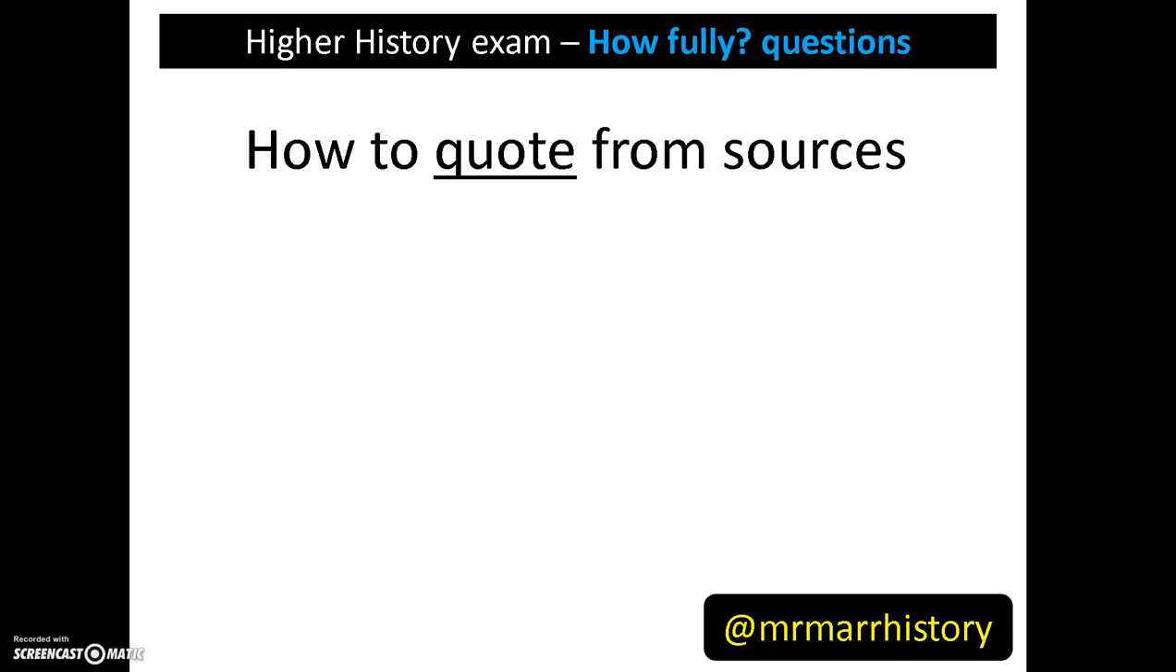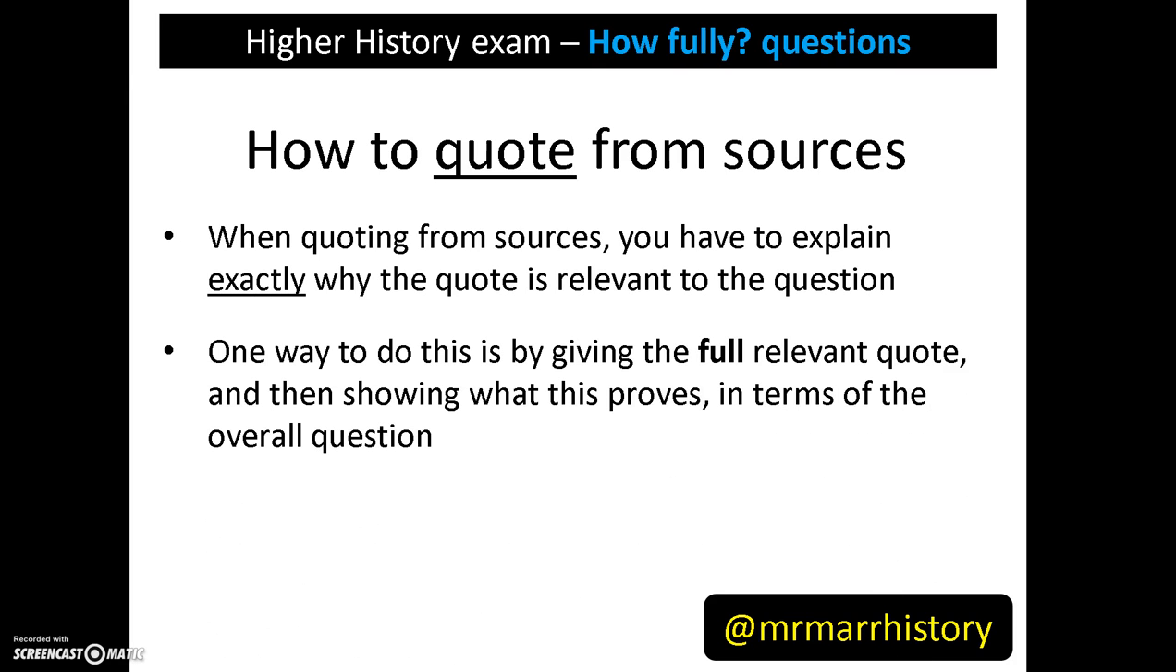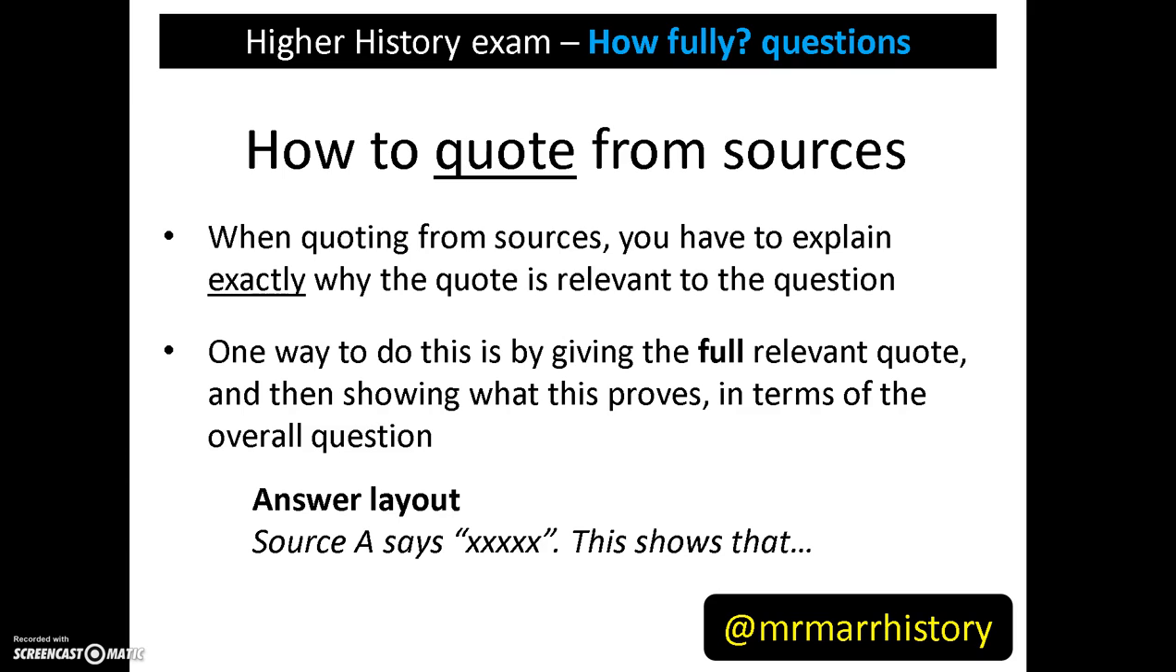When you quote from the source, this is the best approach. You have to explain exactly why the quote is relevant to the question, and the best way to do this is to give the full relevant quote and then show what this proves in terms of the overall question. For instance, source A says, and give the full quote. This shows that, and you go on to explain exactly what this proves in terms of the overall question.